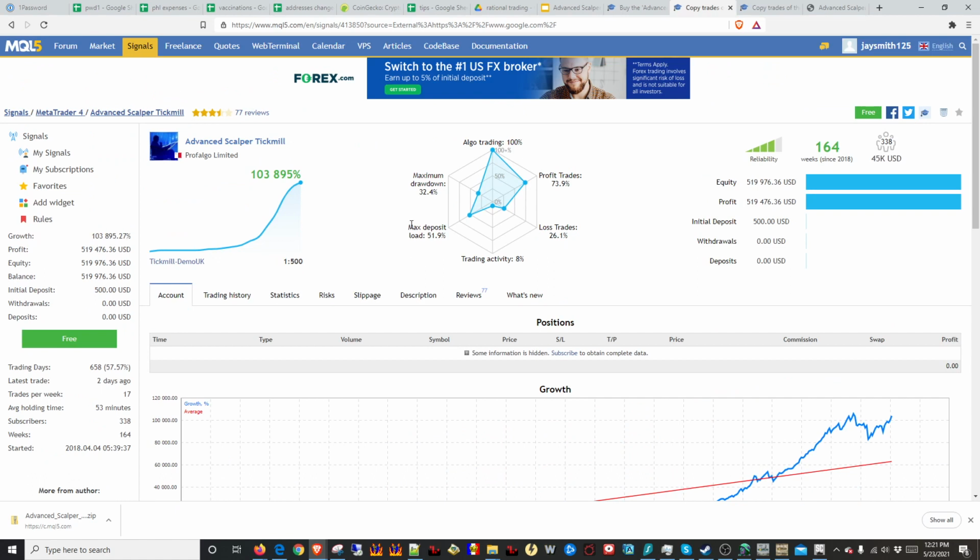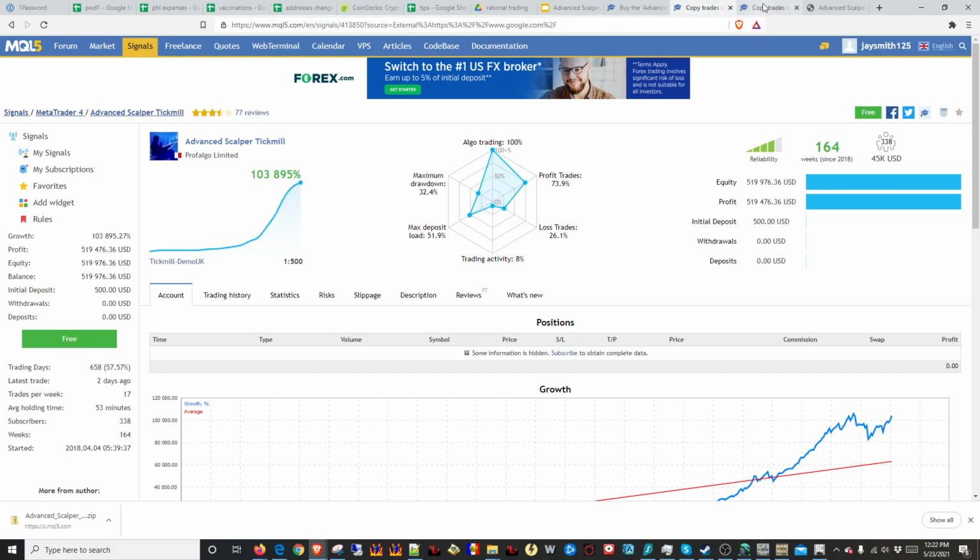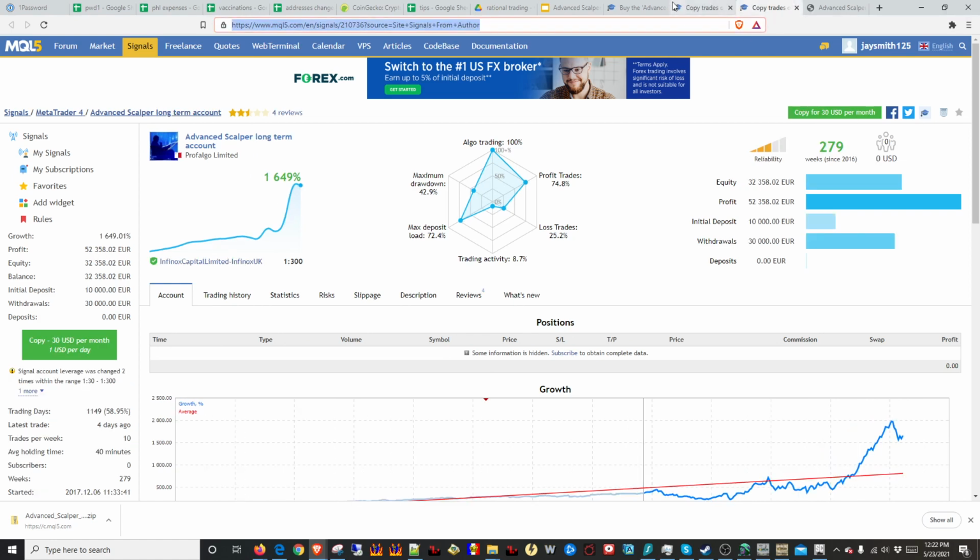Why is it that the demo has a crazy return and a lower drawdown in a shorter period of time, while the live account has a higher drawdown and still a good return, by the way? We can't sneeze at this return in a longer period of time. Well, basically what we can say here, and I looked at this signal with my trading partner Paul, we had a lot of discussion about it.